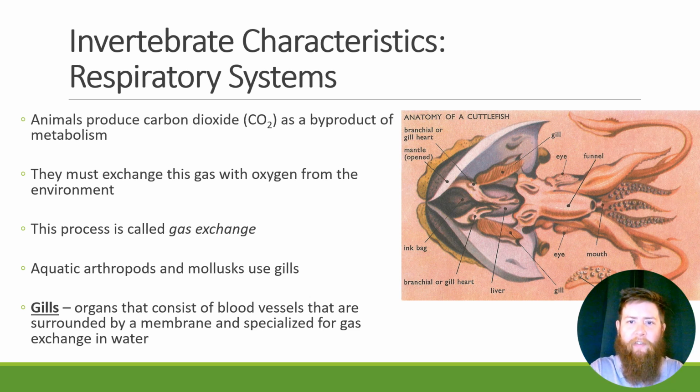So things like this cuttlefish here, which is a relative of octopuses, and aquatic arthropods use gills, which are these structures here inside of this guy, to exchange gases in water. So these are organs that consist of blood vessels that are surrounded by a membrane, and they're specialized for gas exchange in water. Gills don't work so well on land.